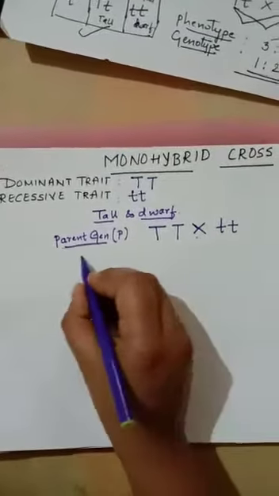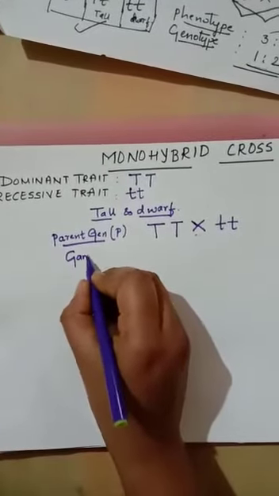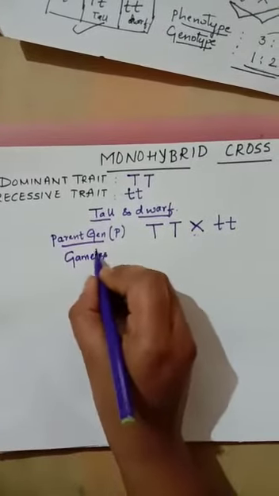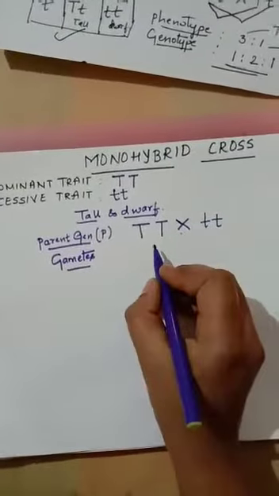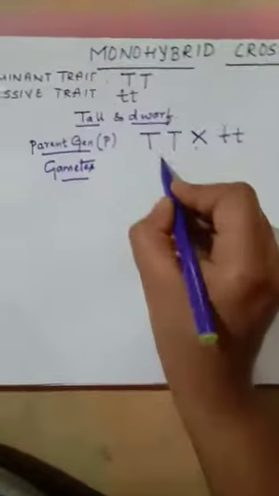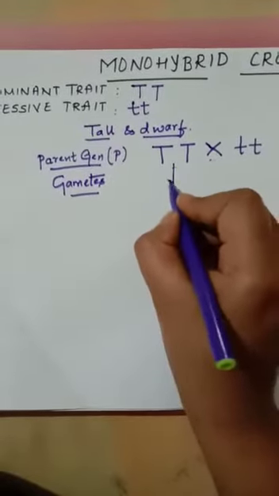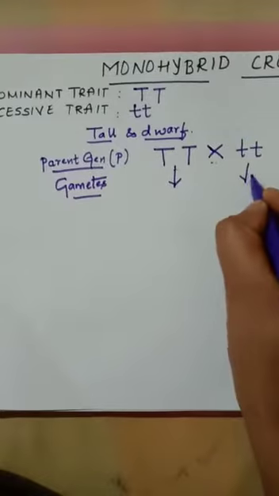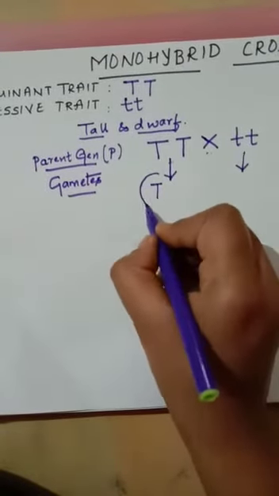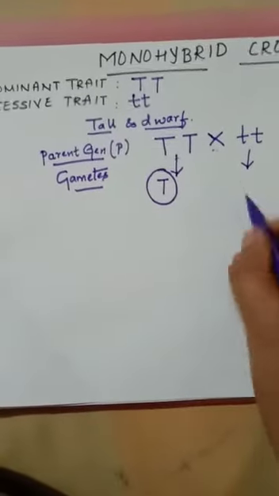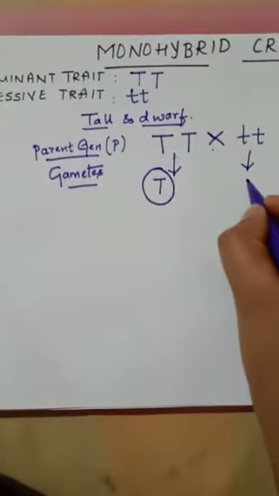So now we need to get the gametes here. We will write it like this. The same procedure you need to follow when you write a monohybrid cross. How are the gametes obtained? You need to put one arrow mark here. How the gametes are obtained, children, you need to represent like this. Only one gamete enters during the fertilization.